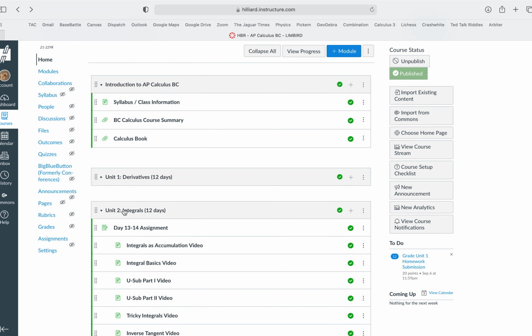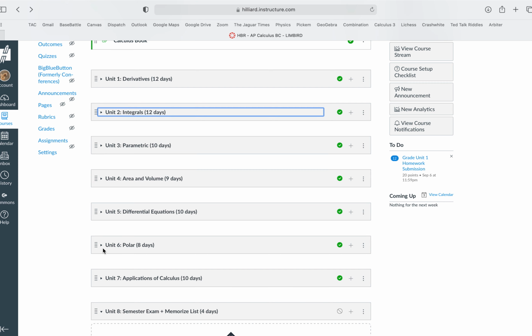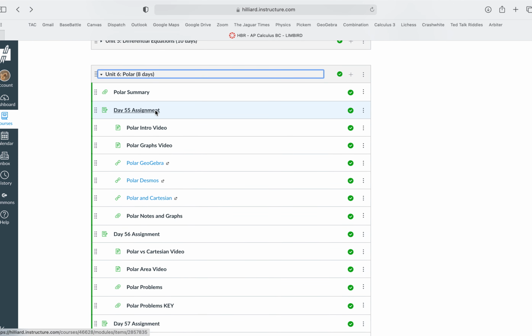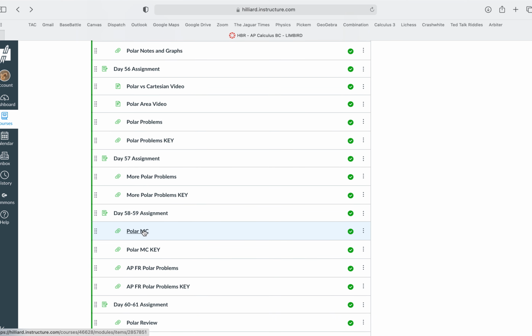But again, it doesn't really matter what unit you pick. You can pick any one of these units. You're going to have the exact same type of experience, right? There's a summary, there's the assignment, there's some videos, there's some internet links that I thought would be helpful. Then there's the PDF, that's the assignment, there's the key. There's some multiple choice, there's the key. There's some free response, there's the key.